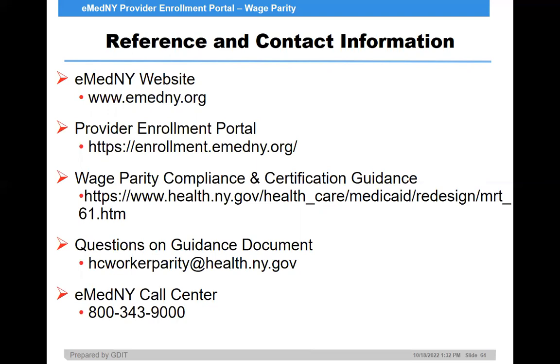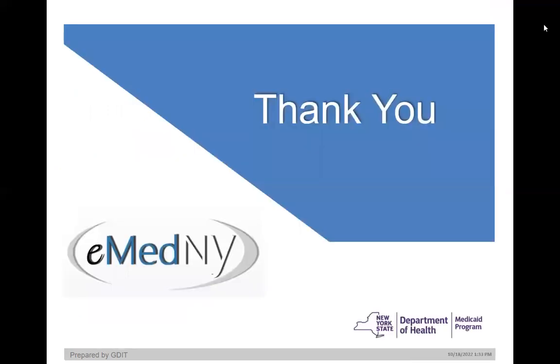Questions on policy and guidance related to wage parity can be directed to the email address hcworkerparity@health.ny.gov. If you have questions about your enrollment file and the email address that is on file for your correspondence address, remember that is where we're sending the PIN number that you may need to link your provider to your account. You can contact the call center at 800-343-9000. This concludes our wage parity attestation tutorial.